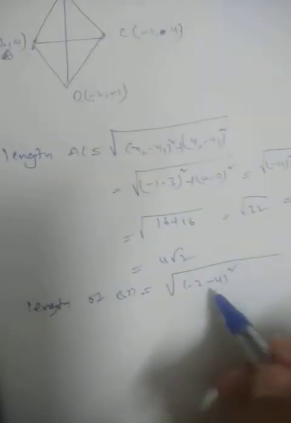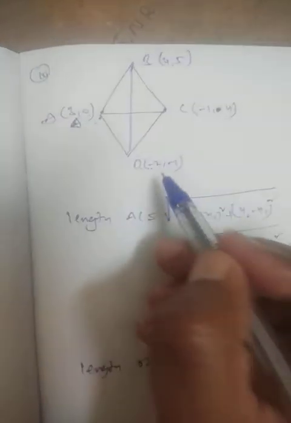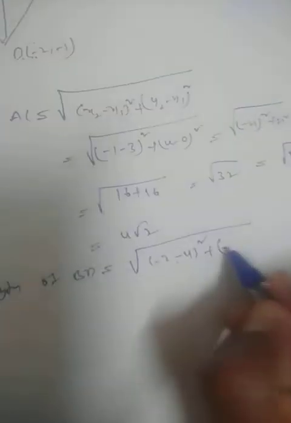Next, the length of BD. Same formula. x2 minus x1 whole square, that is, -2 minus 4. This sign is there in the formula. Plus y2 minus y1 is what? (-1 minus 5) whole square. -2 minus 4 is what?